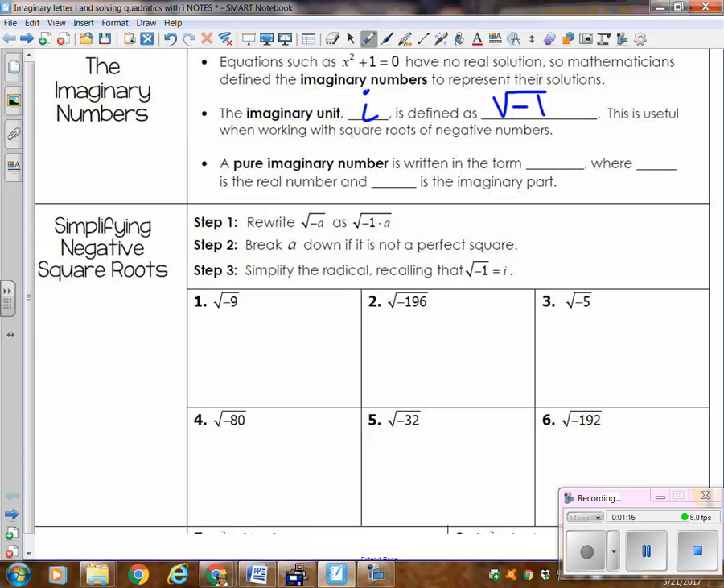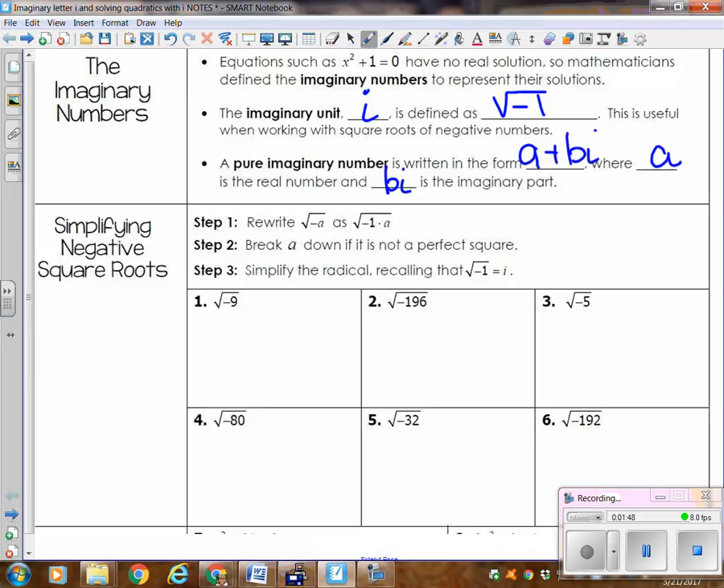The pure imaginary number is written in the form a plus bi, where a is the real part and bi is the imaginary part. We're going to do some more tomorrow with understanding how this fits in with your known number systems. This is the first time we're going to talk about complex numbers. So this is considered a complex number, a plus bi. Today we're going to start super simple.